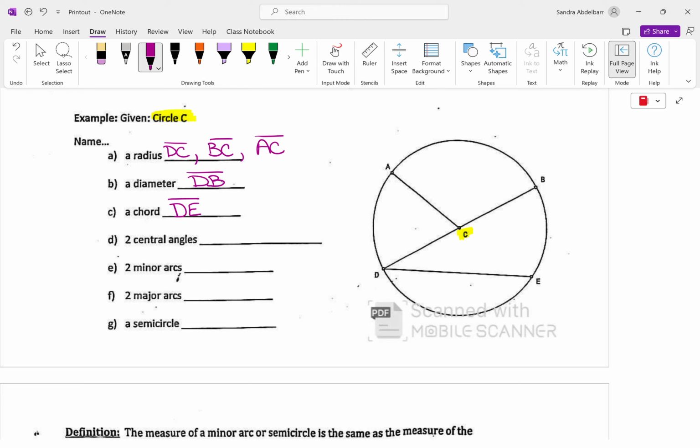All right, someone name me 2 different central angles. Casey? Perfect. Okay, remember, a central angle has to be an angle whose vertex is at the center. So here is one central angle, here is another central angle.